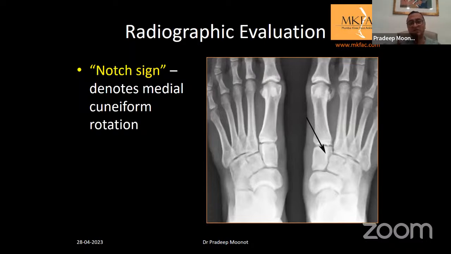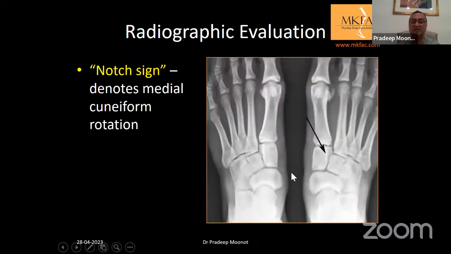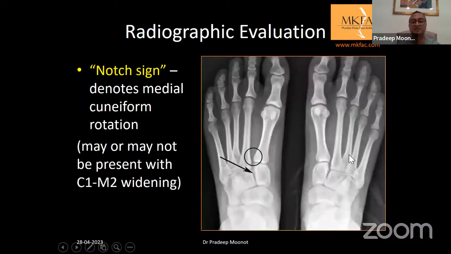But the key thing is when you're looking at a weight bearing X-ray, a subtle sign is called the north sign, which denotes a medial cuneiform rotation. Look at this X-ray where you can see, on the left and the right side, the cuneiform is slightly rotated on the weight bearing X-ray. And again, it denotes, and may or may not be present with, C1-M2 widening. So it suggests a mild intercuneiform instability.